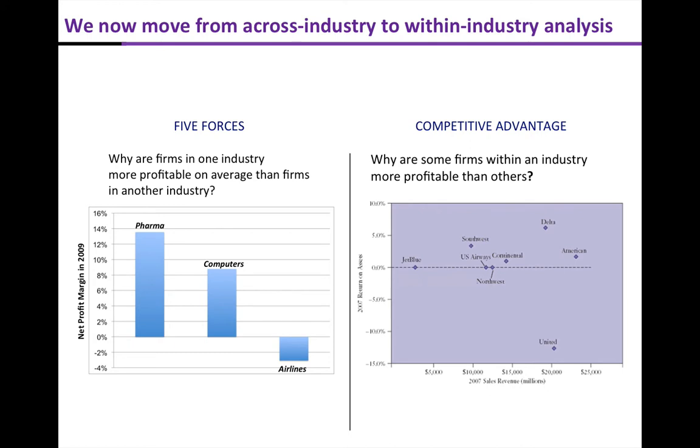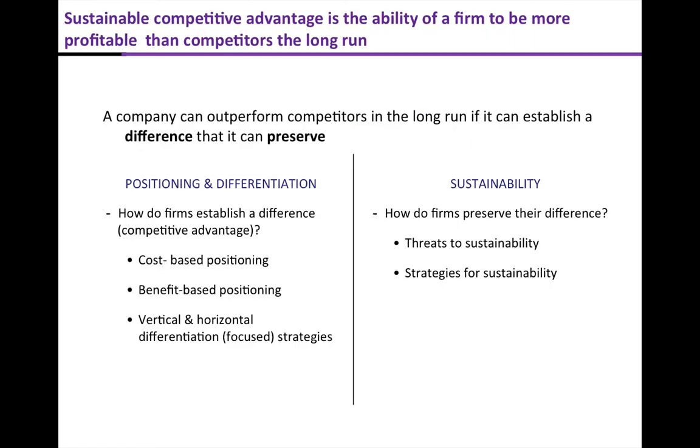And so that's the part that we're going to dig into more in this set of slides, which is how do you select a position within an industry to do well? And how do you think about that position in terms of value that's created by the firm and value that's capturable by the firm? So in general, as we've talked about throughout the class, sustainable competitive advantage is the ability of a firm to be more profitable than its competitors in the long run.